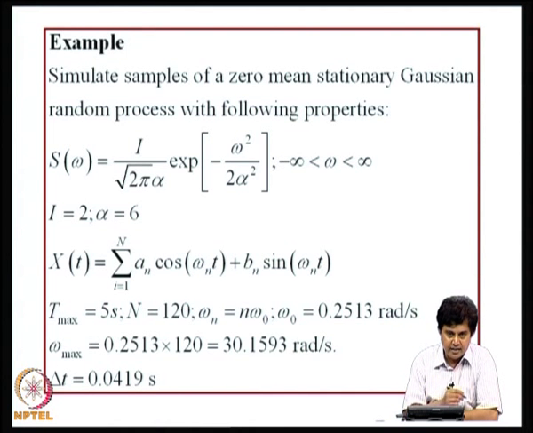So, let us see an example. Simulate samples of a zero mean stationary Gaussian random process with properties that S of omega is, say, I have selected for illustration a Gaussian type of power spectral density function, which is almost similar to a Gaussian probability density function, except that it is now a PSD function. Its area under the curve need not be 1, it will be equal to the specified variance, and some numerical values I have provided for the parameters I and alpha which appear here. Now, x of t I will write as the sum over n equal to 1 to N of a n cos omega n t plus b n sin omega n t.